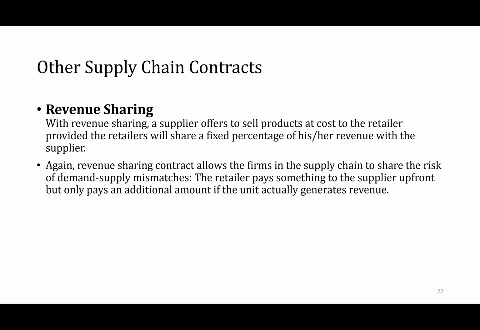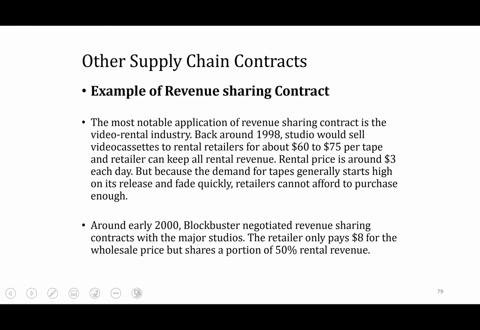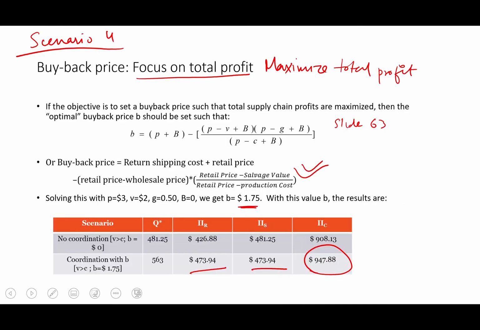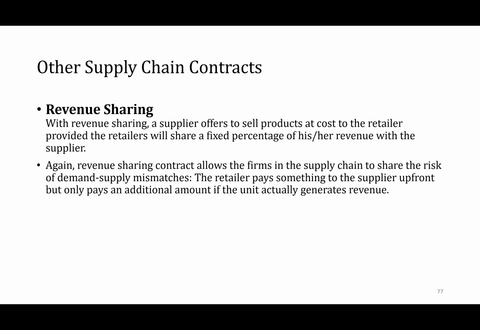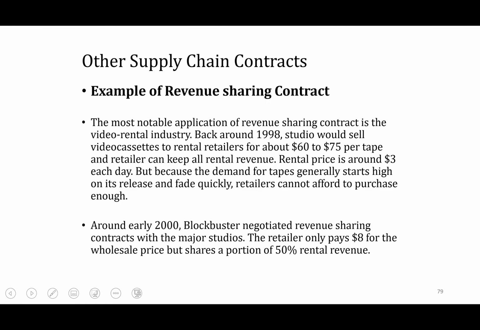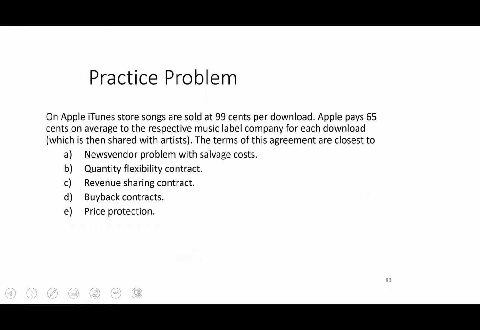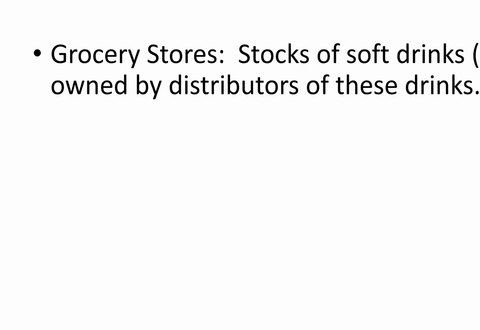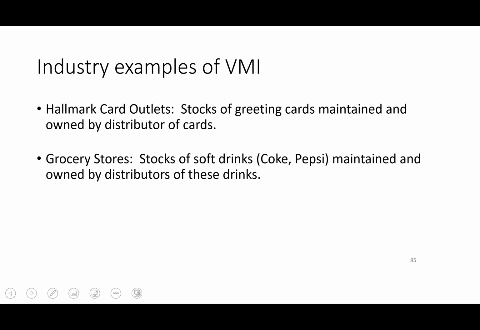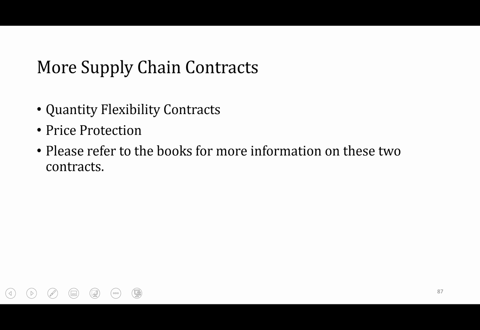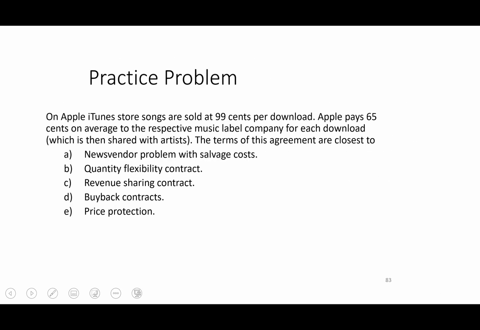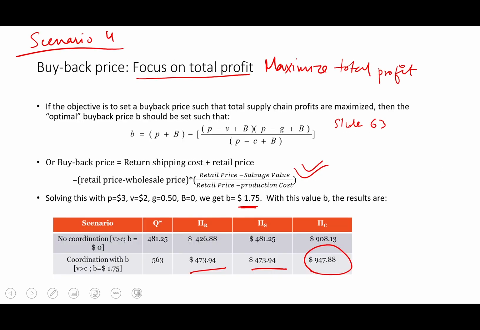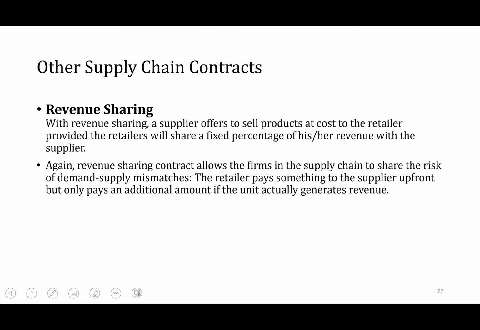Then next up we have some other supply chain contracts, and we will look at 3 more kinds of supply chain contracts. We will look at revenue sharing, and then we'll do a practice problem. We'll also look at vendor managed inventory and quantity discounts. So there are 3 more different kinds of supply chain contracts that we still need to look at, but those are going to be more conceptual in nature. So we'll take a look at it next time.